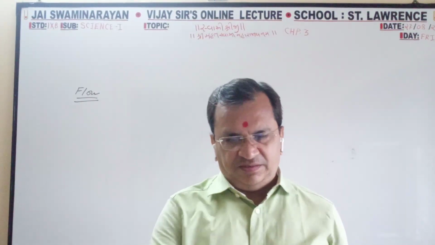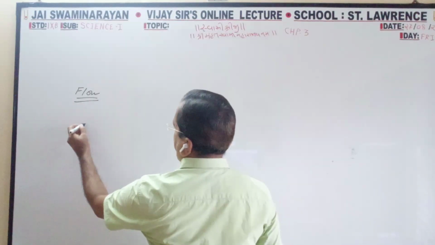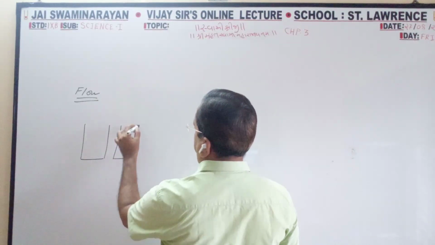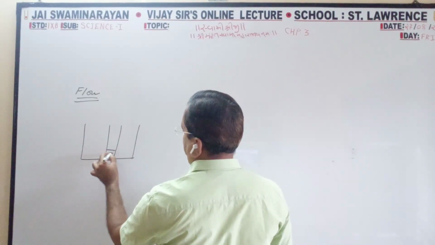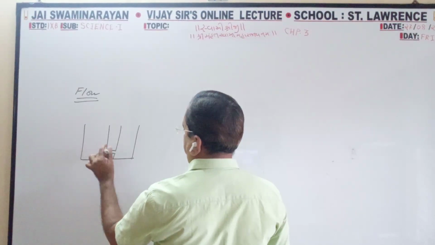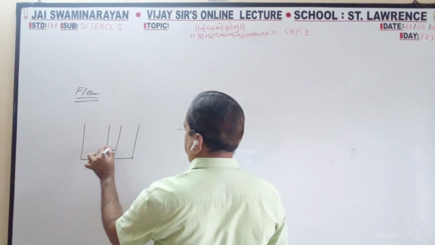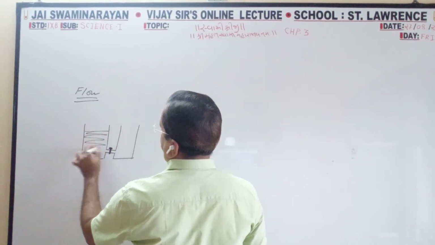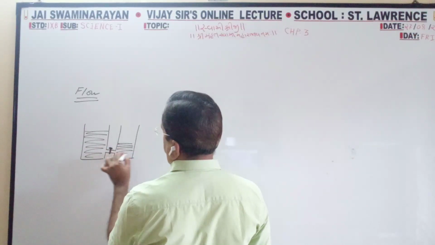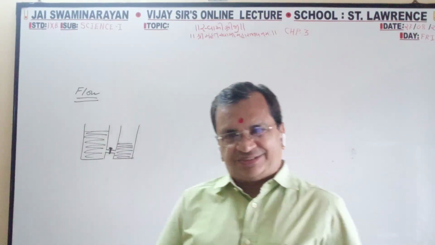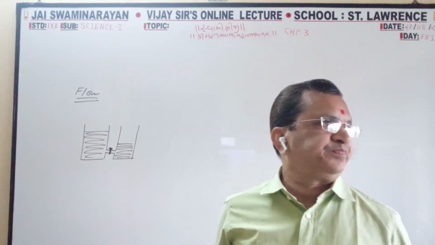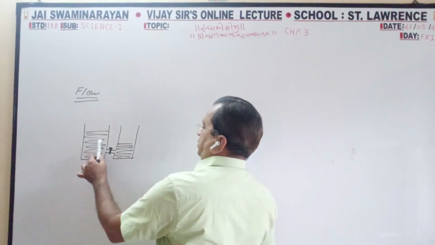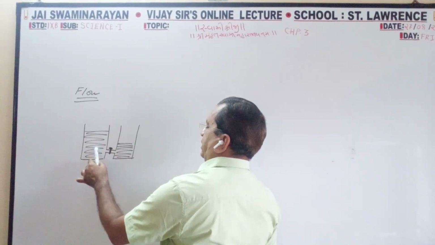One very good example they have given: two containers connected with a rubber tube, and here it is a clip. Here water is filled up to this height, here water is filled up to this height, and the tap in between is closed. When it is open, it allows the water of container A to flow into B.